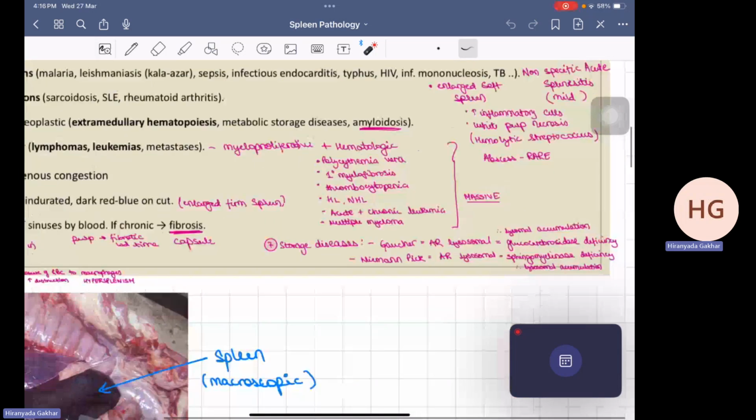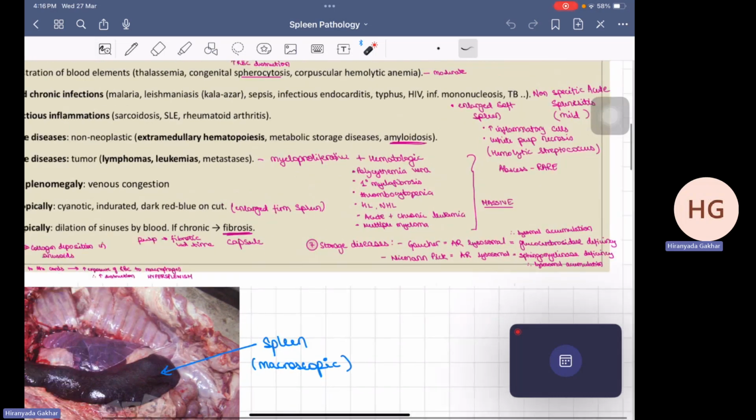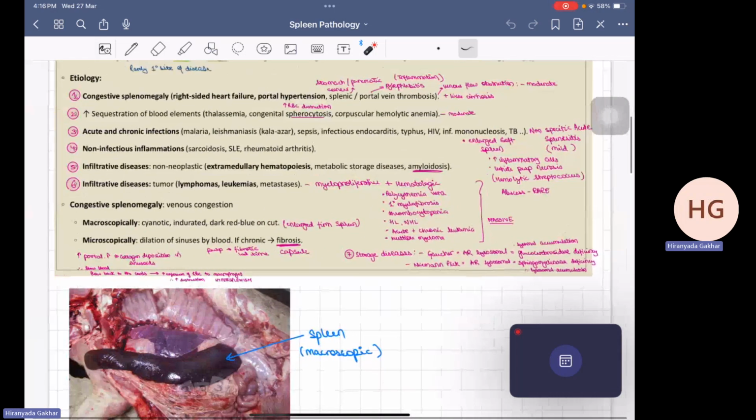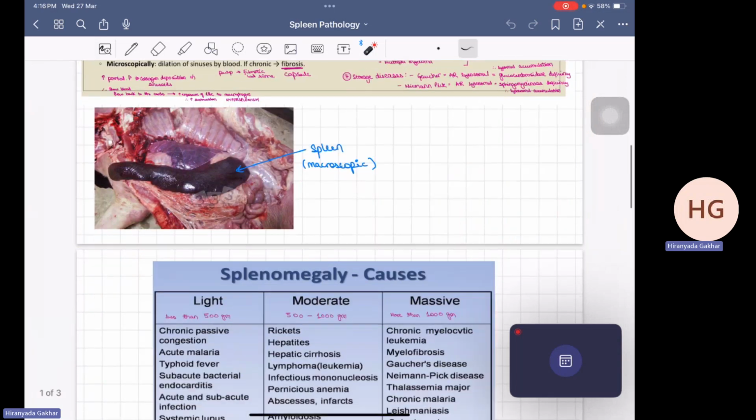And as for the last point, there are certain storage diseases which are also part of the metabolic diseases, such as the Gaucher syndrome or the Niemann-Pick disease, which are autosomal recessive diseases. These diseases cause accumulation of the lysosome, and because of that, we observe splenomegaly in the patient. So this is about an enlarged spleen.